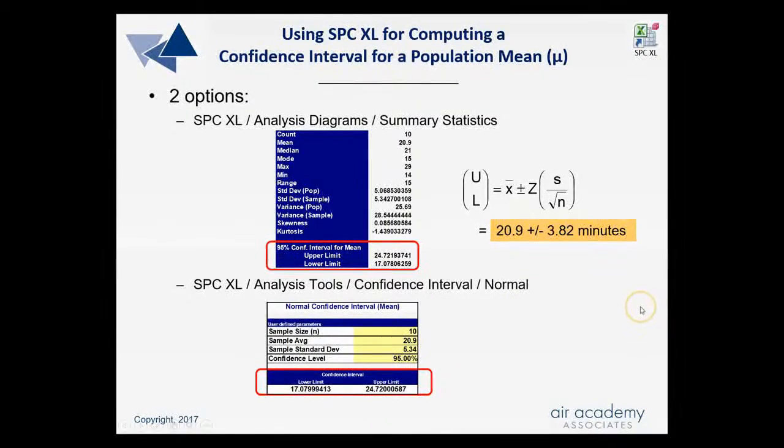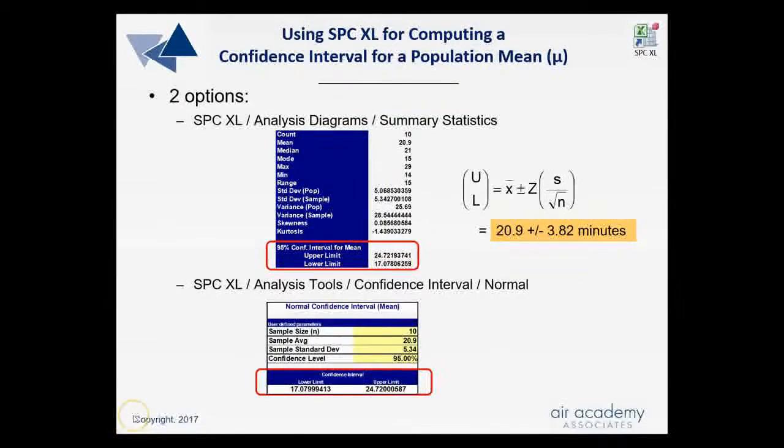A second way to get a confidence interval in SPC Excel is to go to the analysis tools, the confidence interval, and the normal. In this option, you will be asked to put in four different values: the sample size, the sample average, the sample standard deviation, and then your desired level of confidence. This option is good because it'll allow you to change from 95% to 90% or any level of confidence. The first option only gives you a 95% and a 99%, which is not shown here, but you can get any level of confidence you want using this option. But you will have to input these four values in order to get a confidence interval.